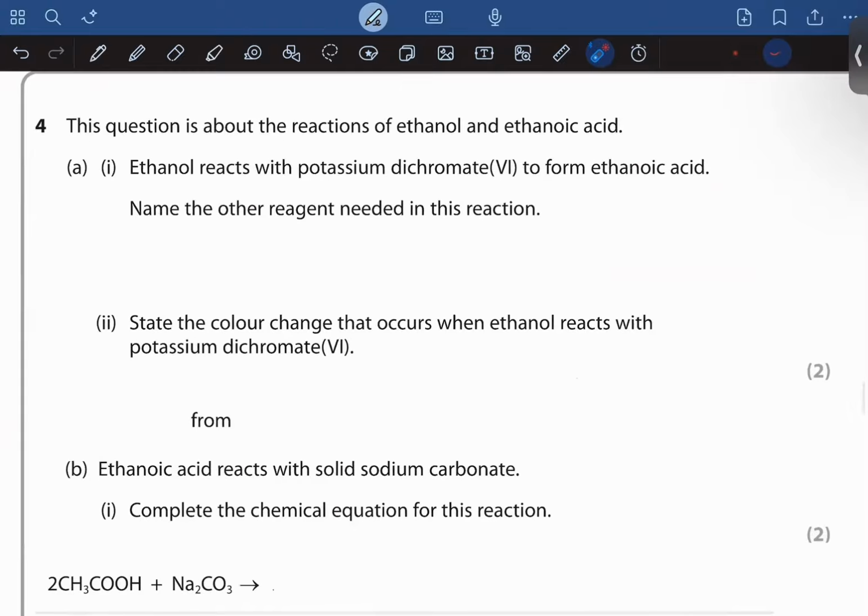This question is about ethanol and ethanoic acid. Okay, ethanol reacts with potassium dichromate(VI) to form ethanoic acid. Name the other reagent used in the reaction. So sulfuric acid or phosphoric acid. Now you could say concentrated or dilute, doesn't really matter. Just go with sulfuric acid or phosphoric. I would go with sulfuric acid.